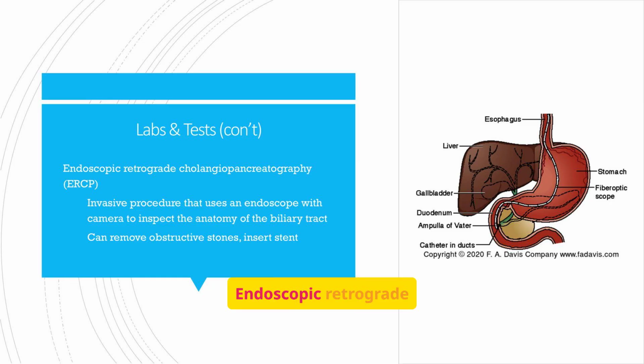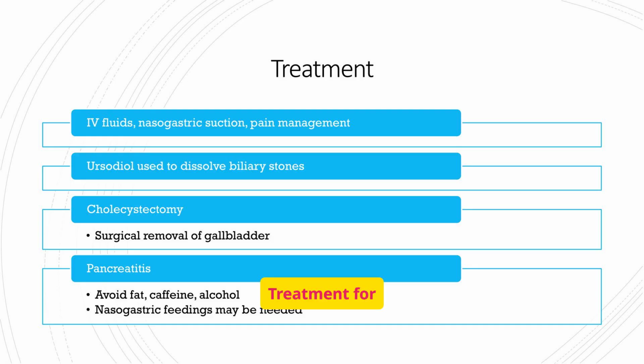ERCP, or endoscopic retrograde cholangiopancreatography, is an invasive procedure that allows us to visualize the biliary tract. It uses an endoscope with a camera to inspect the anatomy and can even be used to remove obstructive stones and insert a stent. As you can see in the diagram, a catheter is inserted into the ducts during the procedure.